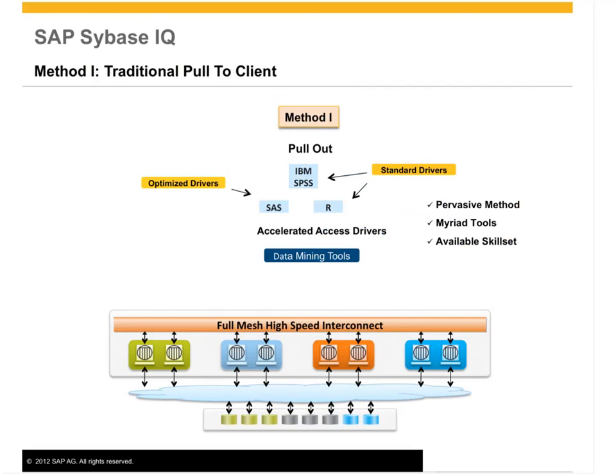As I mentioned, this is a traditional method, but there are some nuances that are different. For example, the way you access the data could be through traditional drivers like ODBC and JDBC, to get the data out into these tools like R or IBM SPSS. In our case, we have worked very closely with SAS and built optimized drivers in which SAS is able to access our data set into their tool in a very efficient way and get the job done.